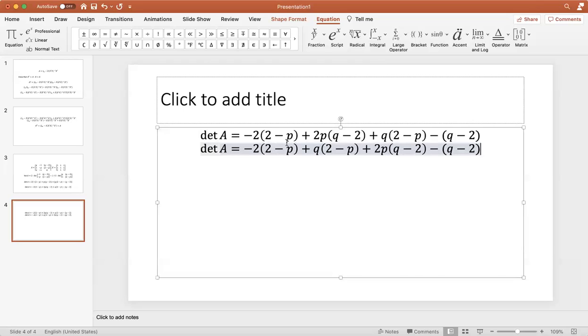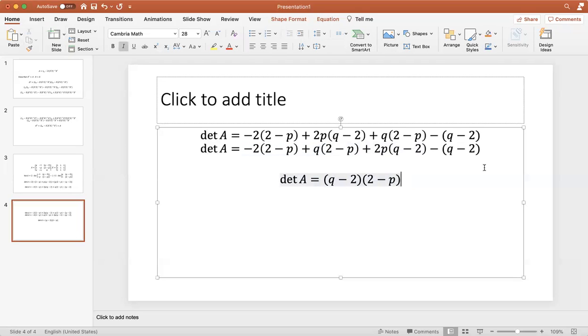Okay, so negative 2, 2 minus P plus Q, 2 minus P plus 2P, Q minus 2 minus Q minus 2. So regrouping terms together, we can factor out something, no? So this becomes the determinant of A. This becomes Q minus 2, 2 minus P. Bakit? You distribute this and you'll get the same expression, the first two expressions here.